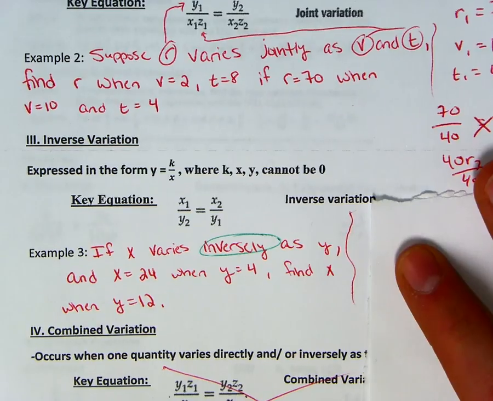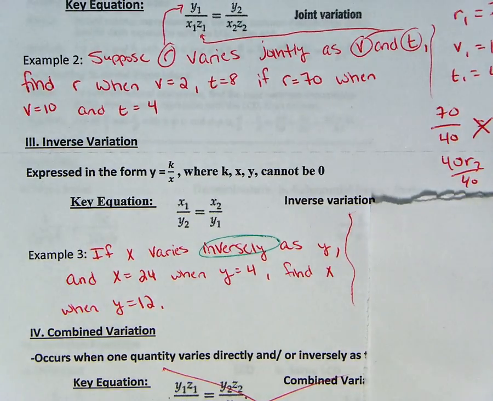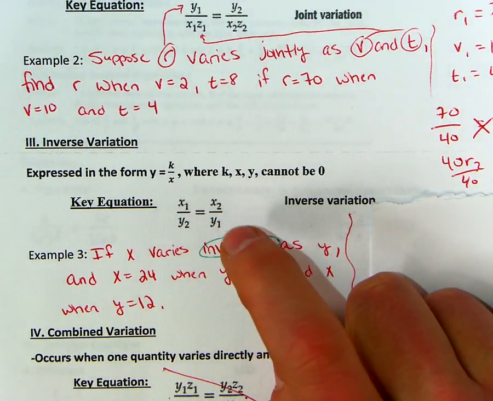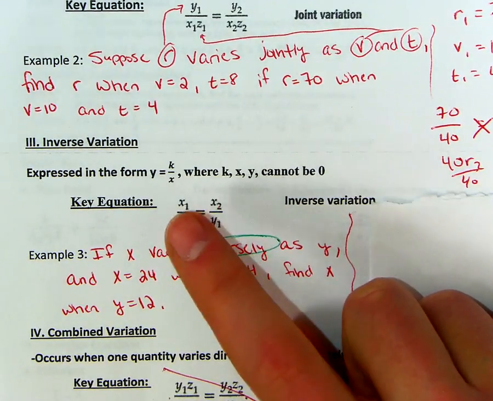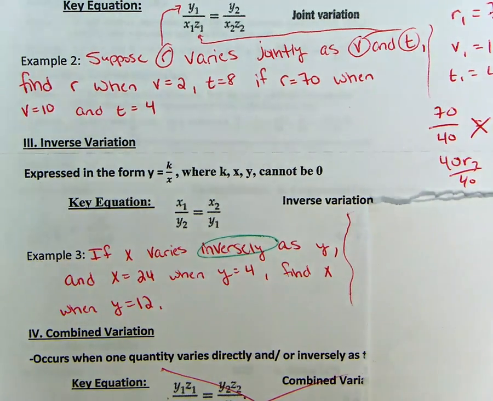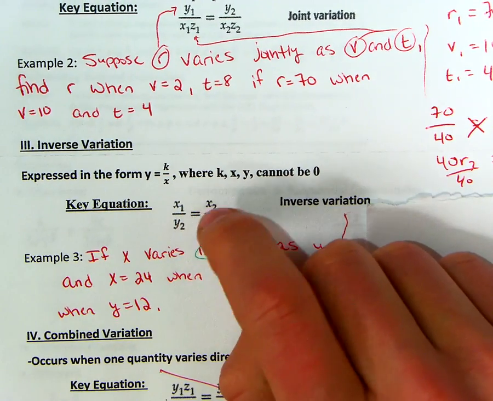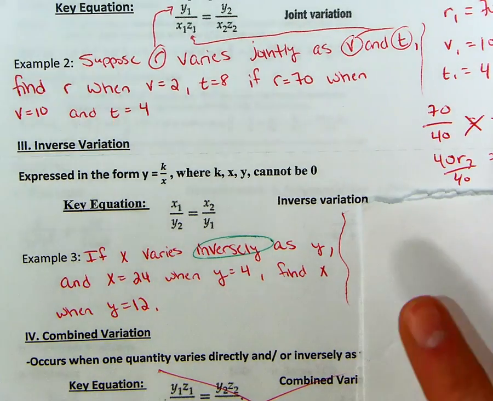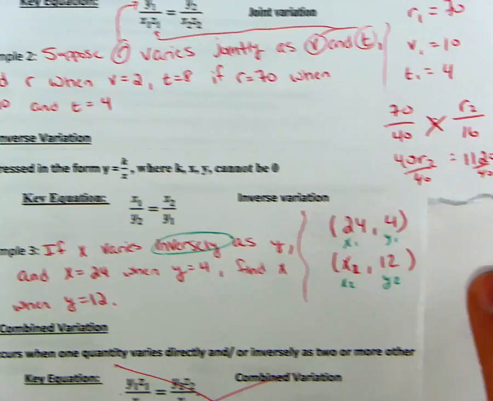The last part is the inverse variation. So if x varies inversely as y, and x equals 24 when y is 4, find x when y equals 12. Now notice this is the one key equation that's quite different. So you have x1 over y2 equals x2 over y1. Keep in mind, it's the ones that are in the corners, the twos are in the corners, across or diagonal from each other. I'm going to do the ordered pair thing again.